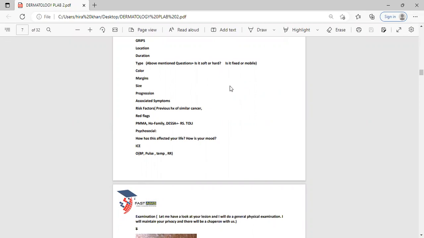Okay, so you have to mention these questions, and please just skip the part like I have mentioned type above, because it is just a mistake of mine. Also mentioned question, is it soft or hard? So just skip this line.